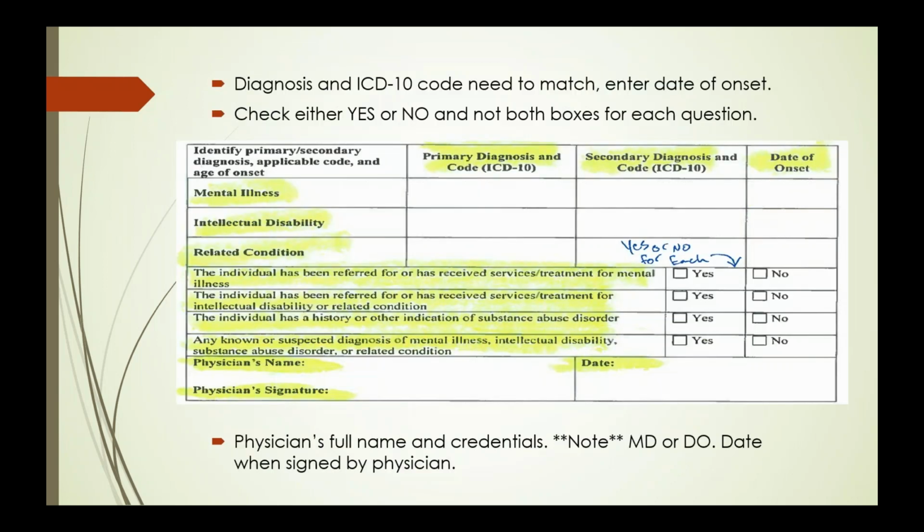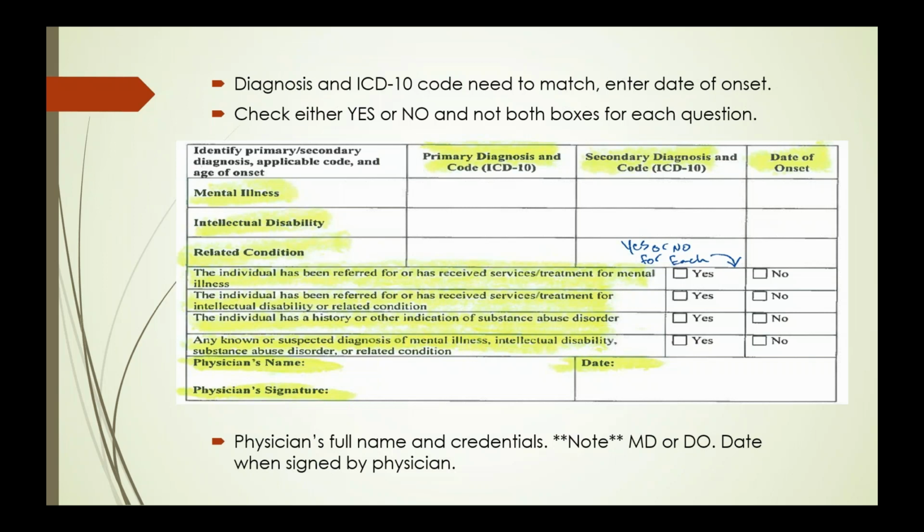Next slide, please. We need the diagnosis paired off with the ICD-10 codes. The name of the diagnosis needs to match the ICD-10 code, and please enter the date of onset. When you move further down in this section, there are the yes or no boxes. We need each of those sets of yes and no boxes marked, and please only mark either the yes or the no box. I've actually seen a lot of these filled out with every box marked.